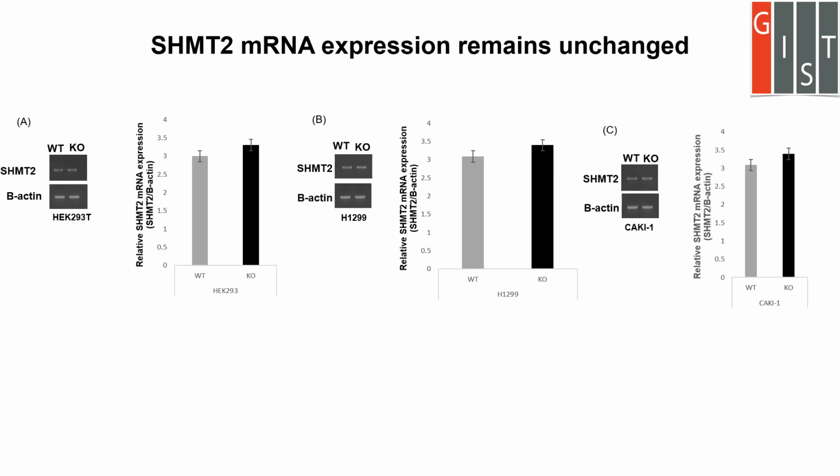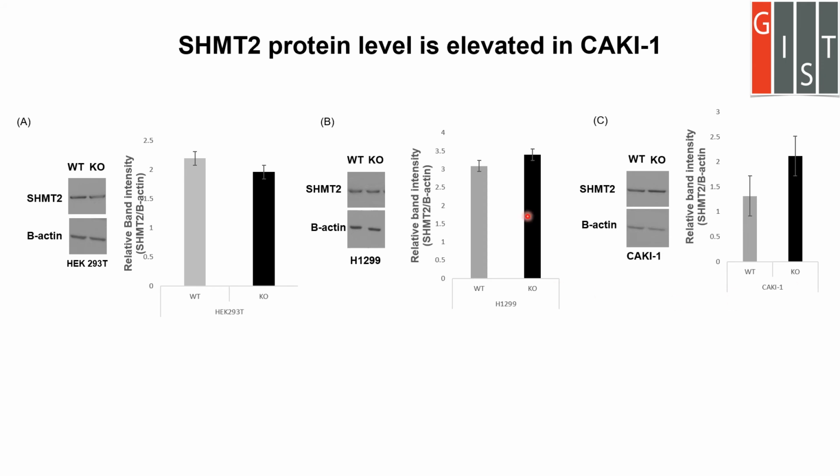With this, I checked SHMT2 expression levels in various cancer cell lines in which CRBN is knocked out. As seen here, I checked in 3 different cancer cell lines and a normal-like cell line inclusive. At the mRNA level, there is no change. SHMT2 expression remains unchanged. But at the protein level, in Caki-1, a kidney cell line, SHMT2 expression is elevated.